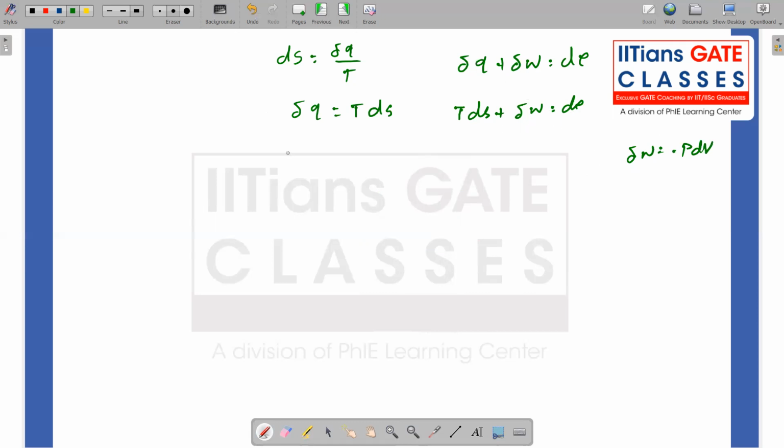So this leaves us a TdS relation, that is TdS is equal to dE plus PdV. So this is one of the important equations I'm interested in, right? So this is one of the TdS relations. Another TdS relation also can be formed.